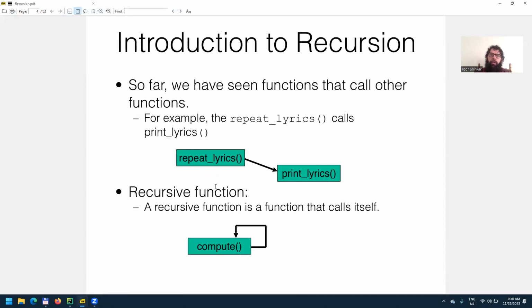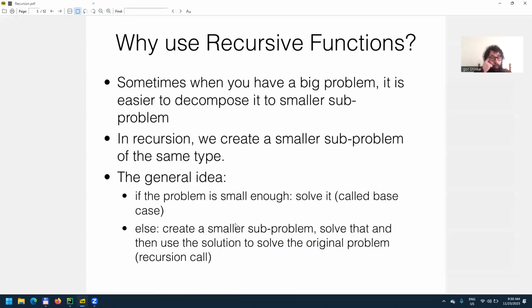What's a recursive function? A recursive function is a function that calls itself. So basically, this would be the picture. We have some function called compute, and this function calls itself. Okay, so why is it useful? Well, sometimes there are natural situations where you have a problem, and what you want to do is decompose it into smaller problems that look exactly the same, but on a smaller input.